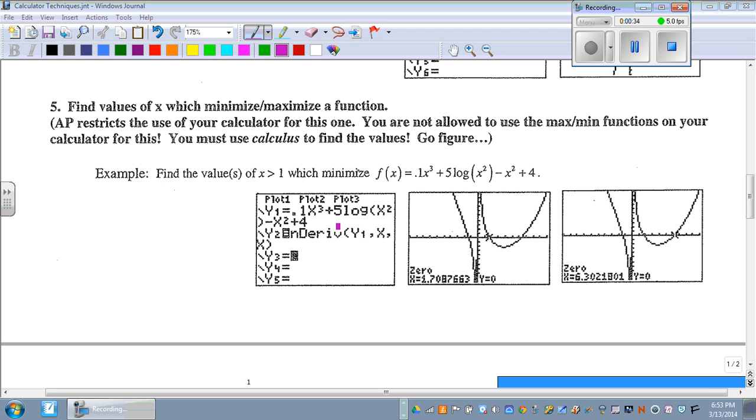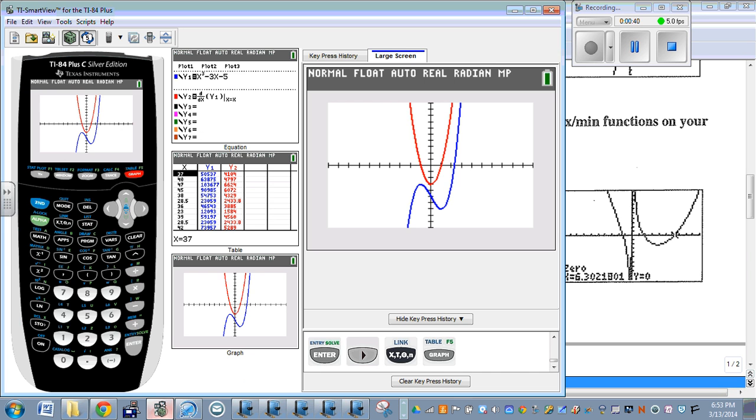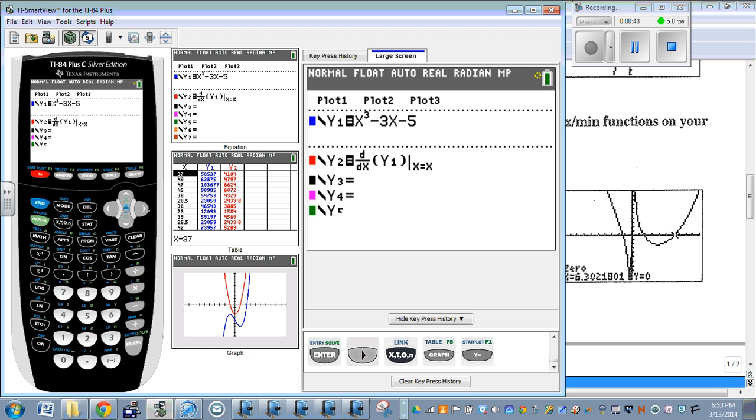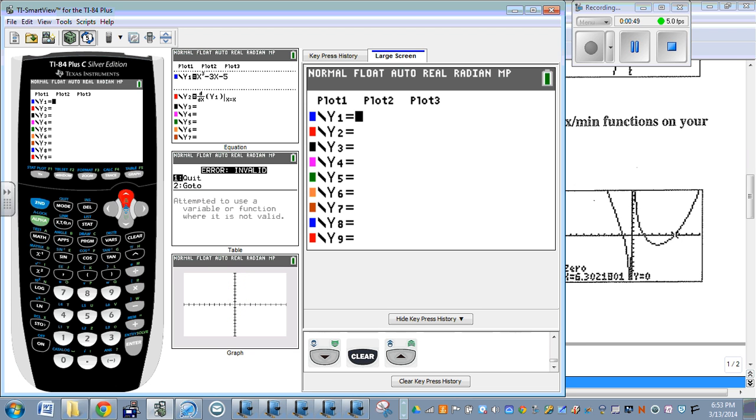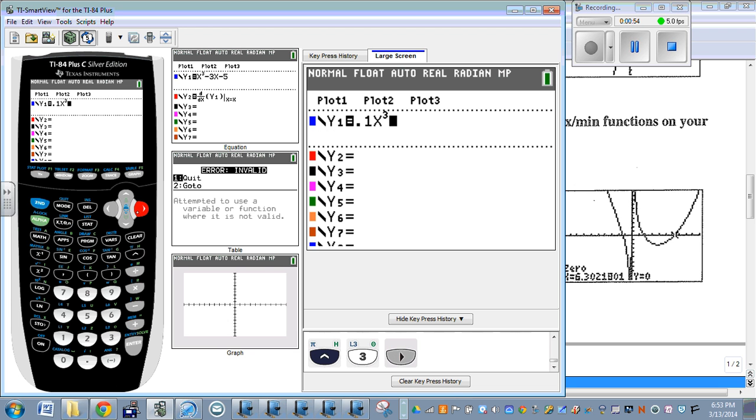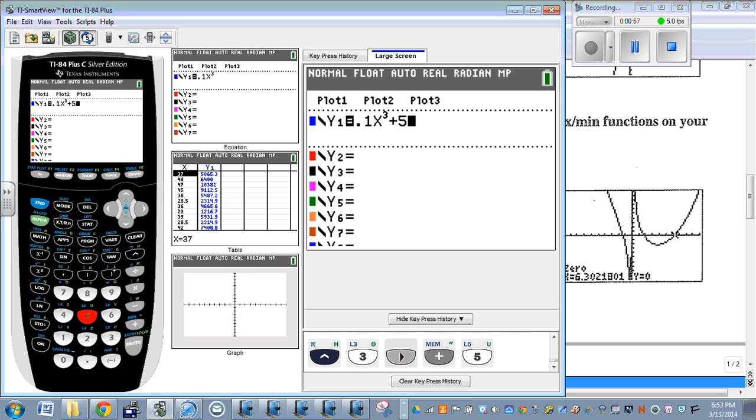Well, if we look at the derivative of the function, kind of the same thing we just did, let's look at this graph. So I'm going to go back to y equals and clear these out. This time our function is 0.1x cubed plus 5 log of x squared minus x squared plus 4.